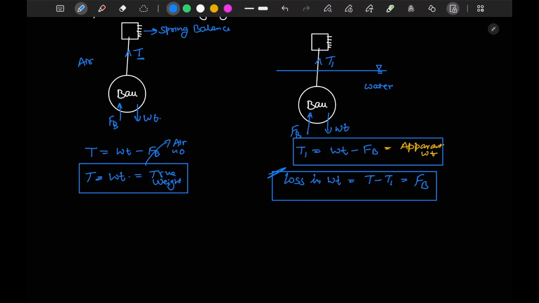Okay. And while measuring, your body must be immersed in a single fluid only. It shouldn't be like the body is floating and you are measuring the weight. In that case your weight won't be actual.